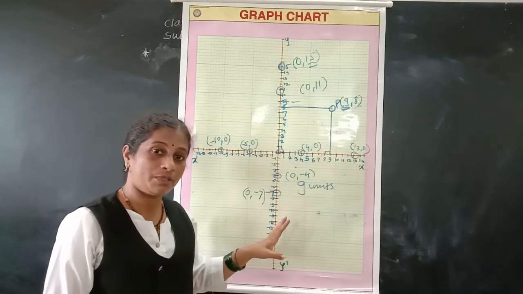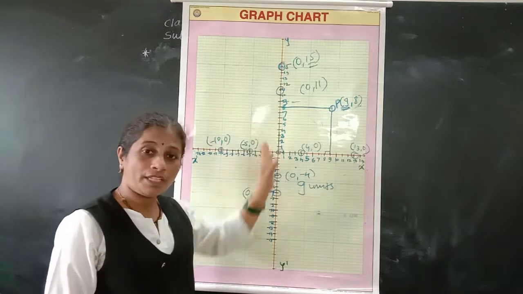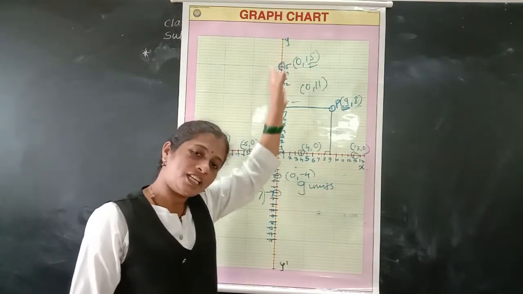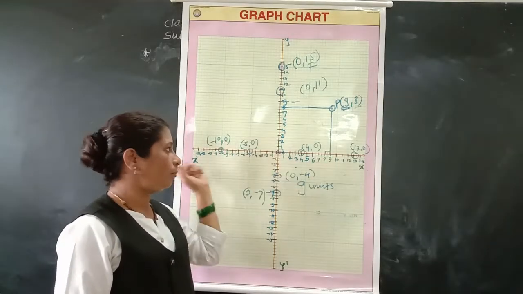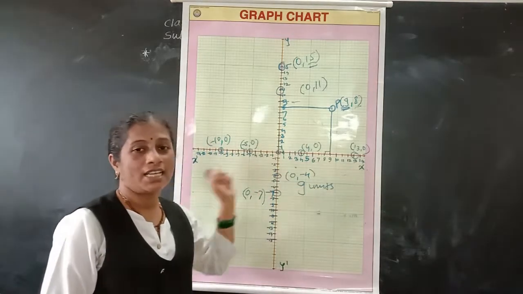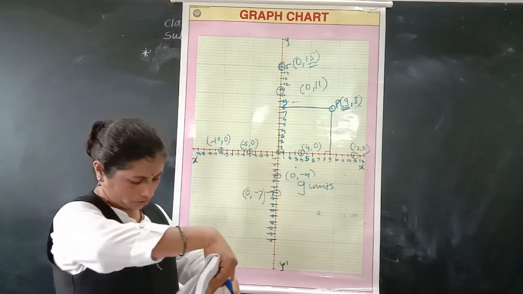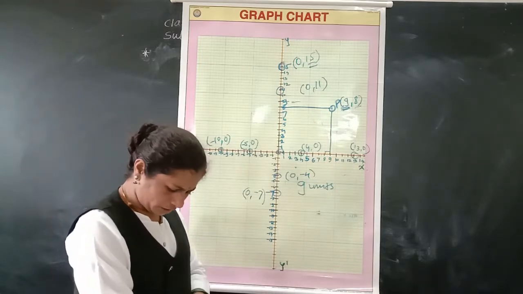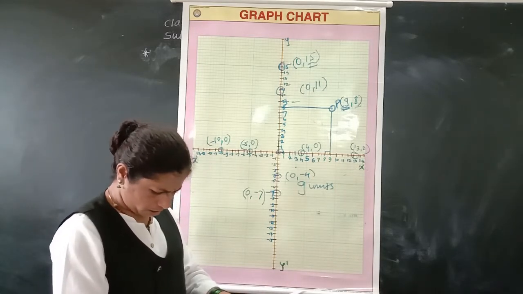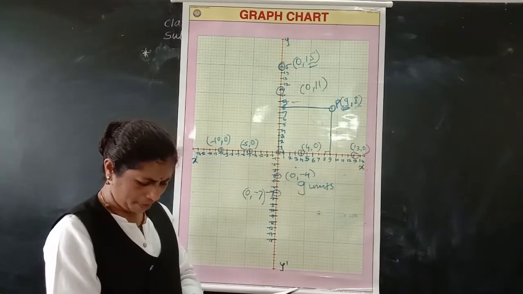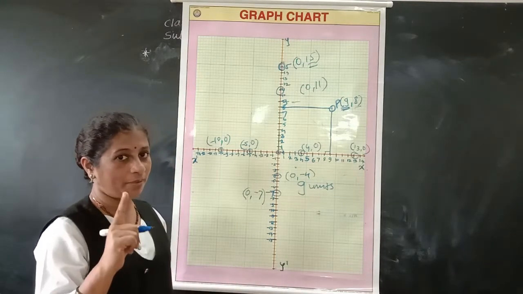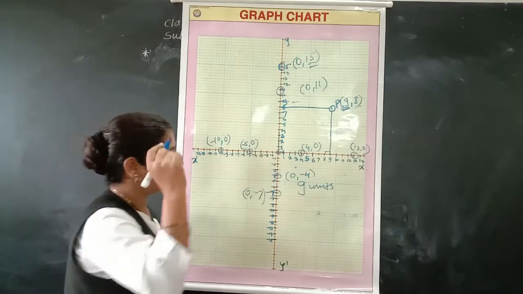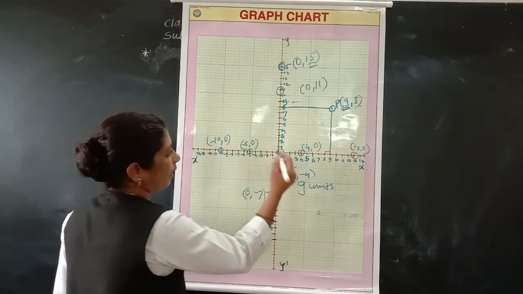Or when the abscissa is 0, then that point lies on which axis? Y-axis. And when the ordinate is 0, then the point lies on which axis? X-axis. Understood? So now, next question: 2 points having the same abscissa but different ordinate. Now see, I am taking any 2 points.